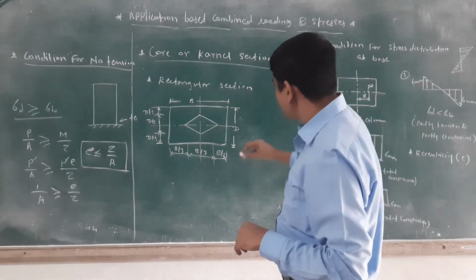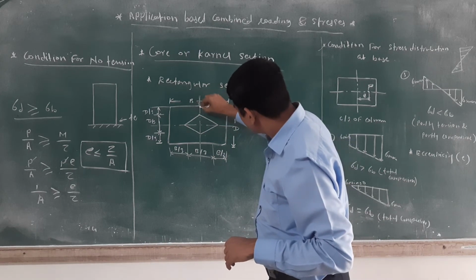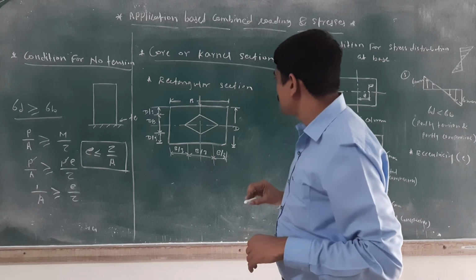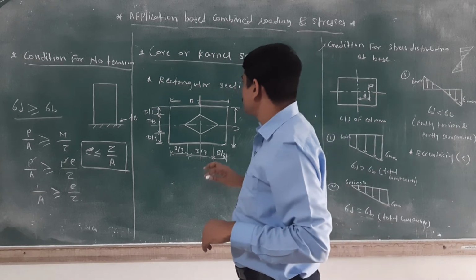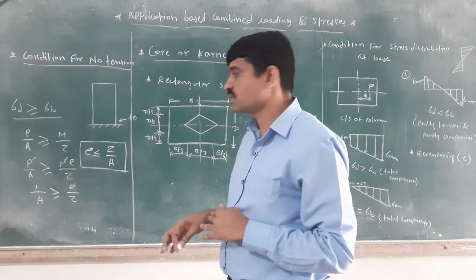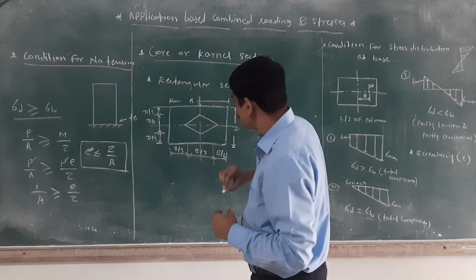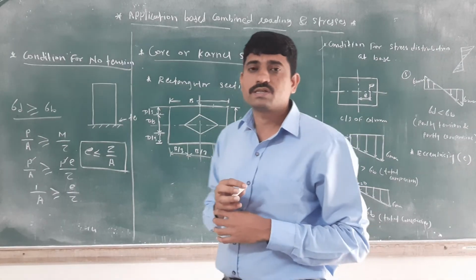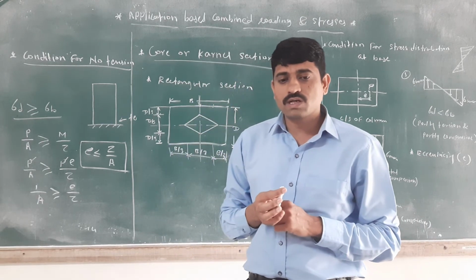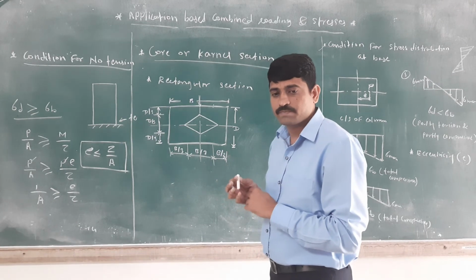If the direct load acts within the area of the cross-section, then we can say this is the no tension zone. If the load is at here, then we want to calculate the eccentricity for this. Then we want to calculate the eccentricity for the rectangular section.